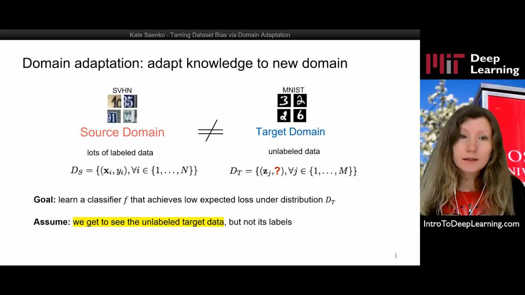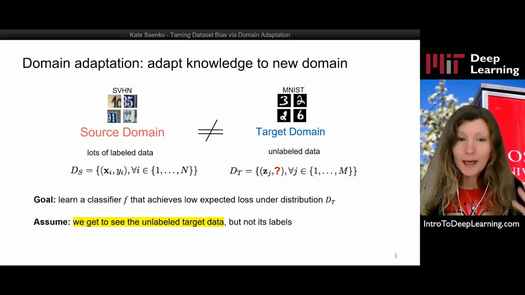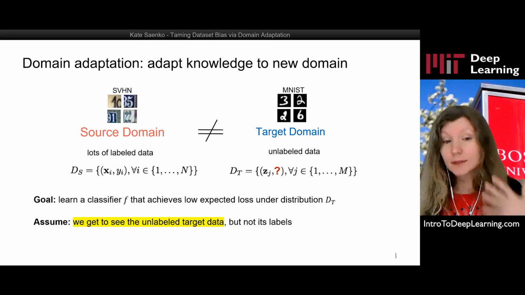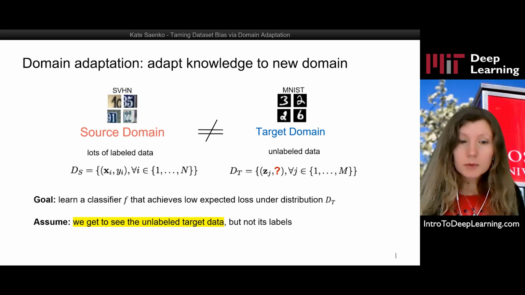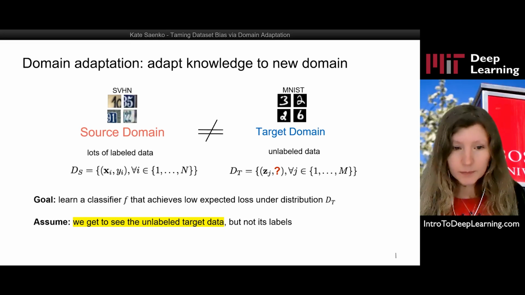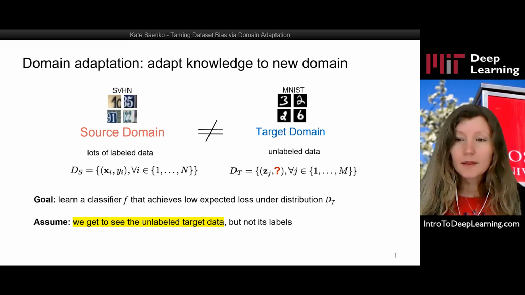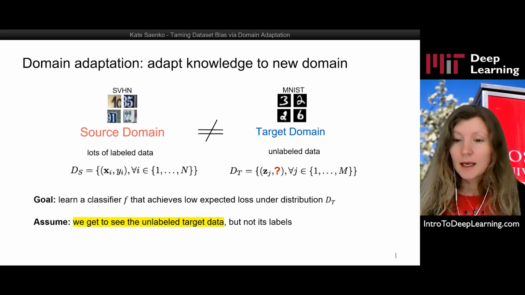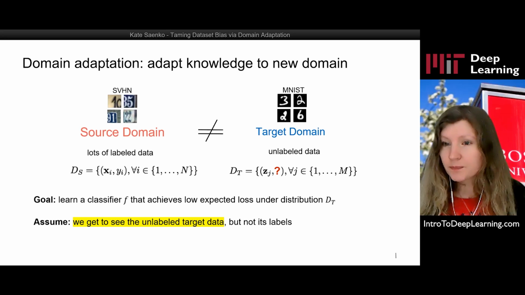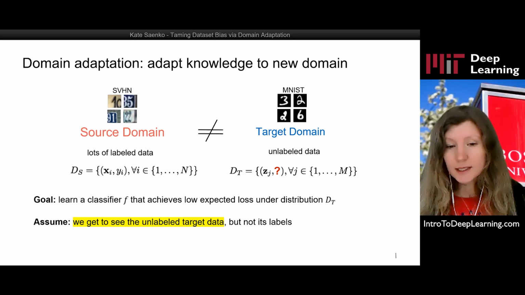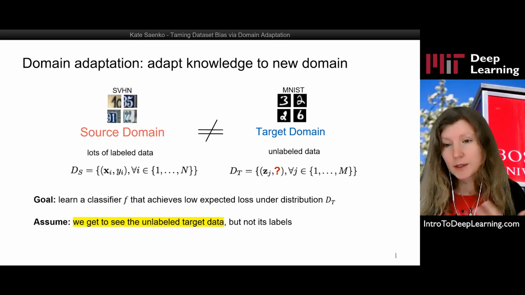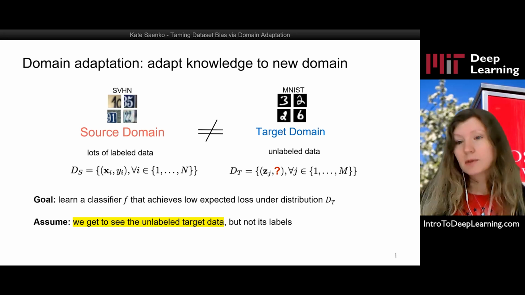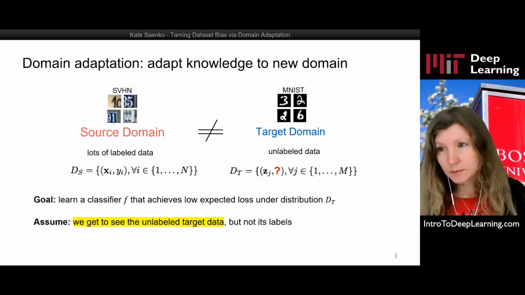Okay, so let's define domain adaptation. All right, so we have a source domain which has a lot of labeled data. So we have inputs xi and labels yi in our source domain. And then we have a target domain which has unlabeled data. So no labels, just the inputs. And our goal is to learn a classifier F that achieves a low expected loss under the target distribution dt.